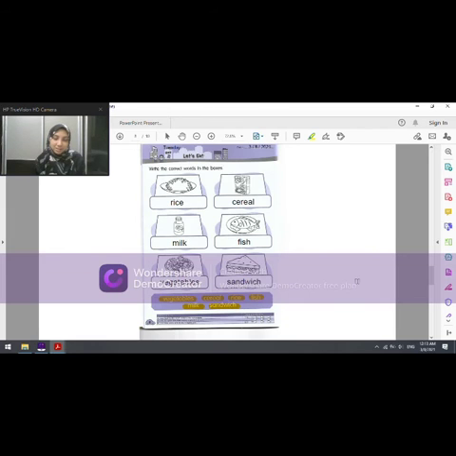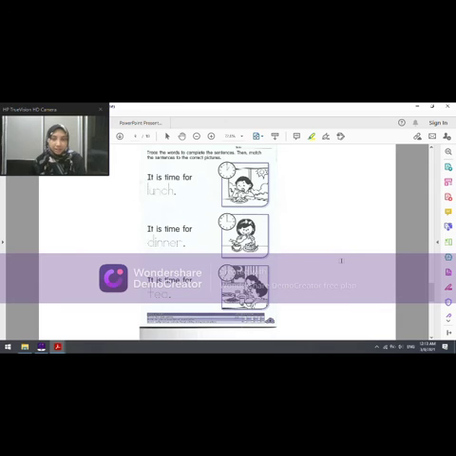We are done with all the 6 pictures. We have named all the pictures correctly. We have rice, cereal, milk, fish, vegetables, and also sandwich. Now let's do another set of exercise. Turn to page 9.